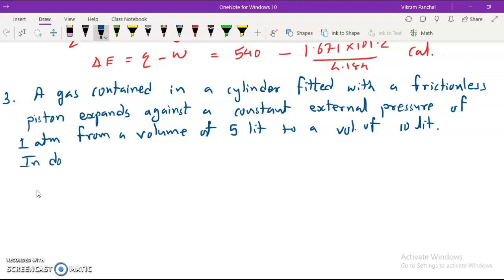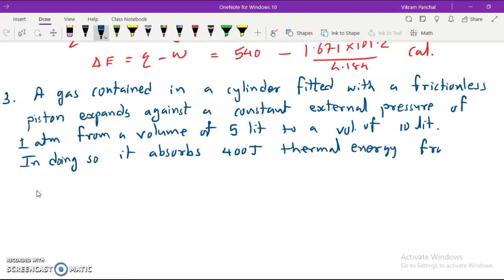In doing so, it absorbs 400 joule thermal energy from its surrounding. So determine delta E.